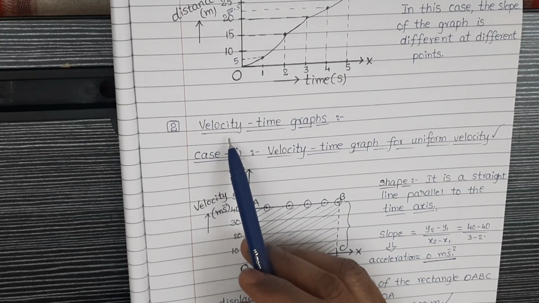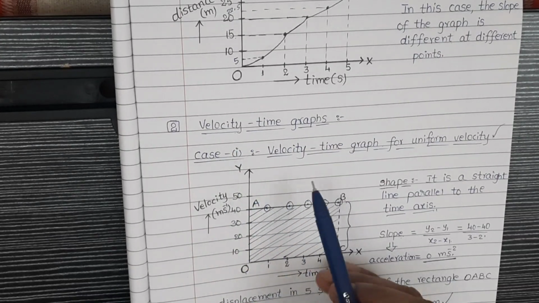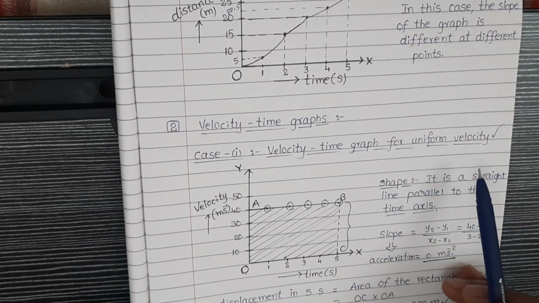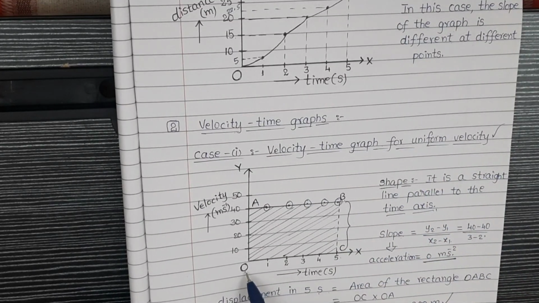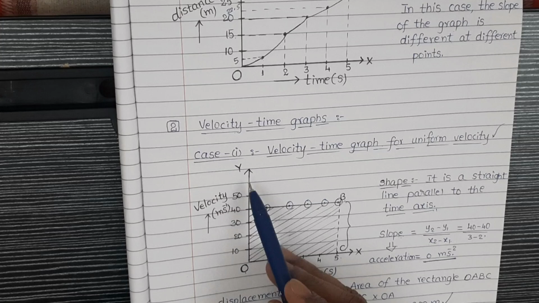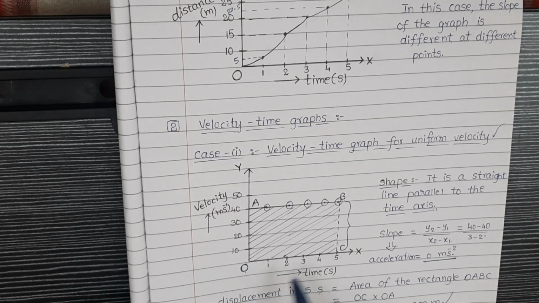Hi everyone, this session we are going to cover velocity time graphs. Case 1, velocity time graph for a body moving with uniform velocity. We are going to check the graph for time interval 0 to 5 seconds and velocity range I have taken 10, 20, 30, 40, 50 meter per second.